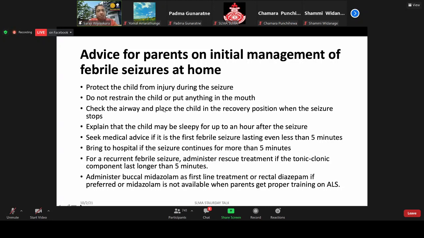But of course, when you are giving this to the parents, you have to be very careful, because diazepam or lorazepam or midazolam or whatever can cause respiratory depression, whichever route you give.